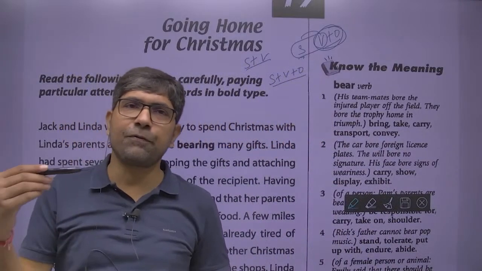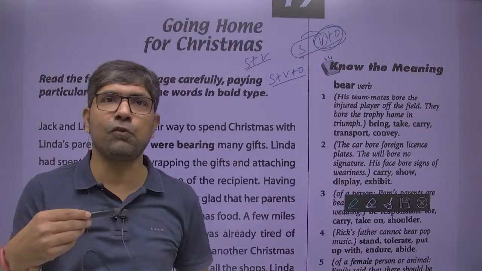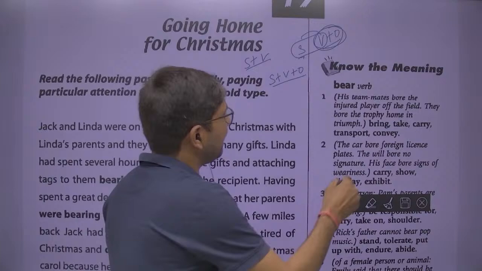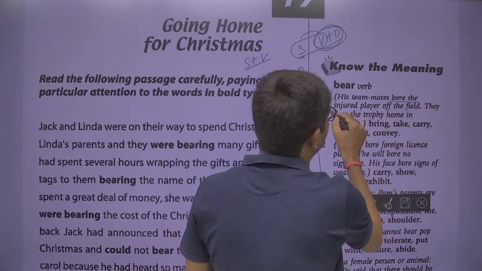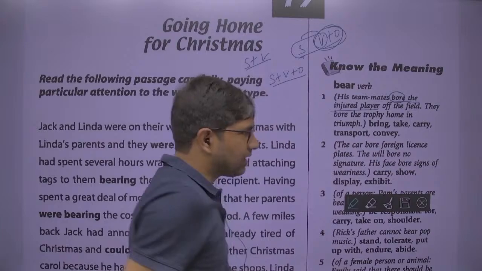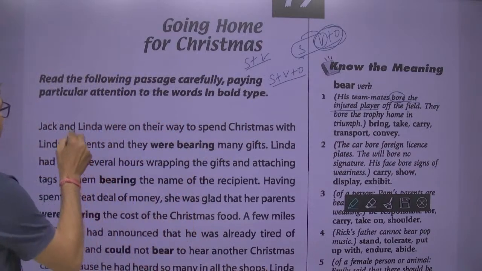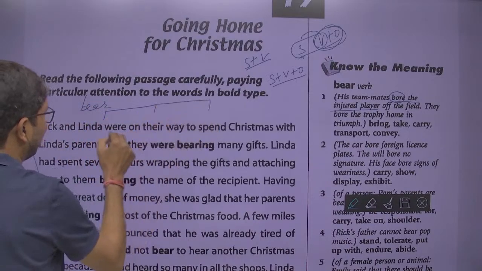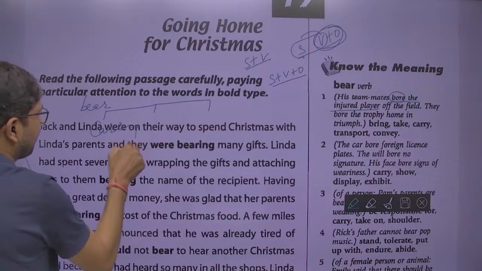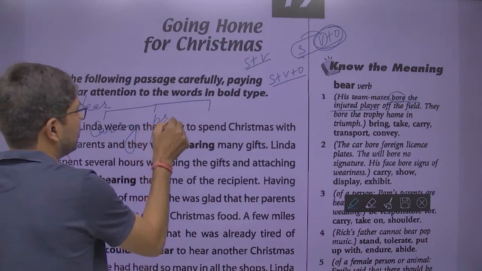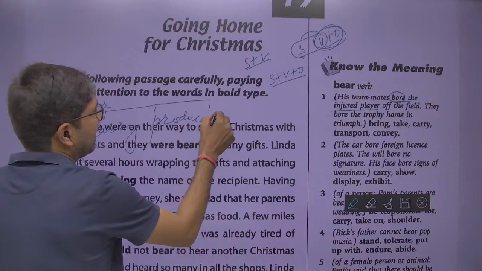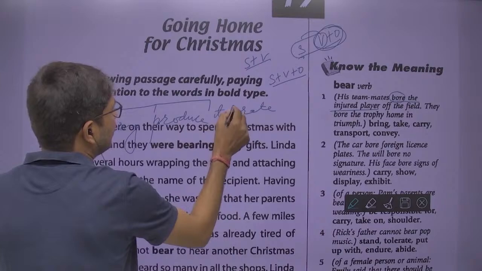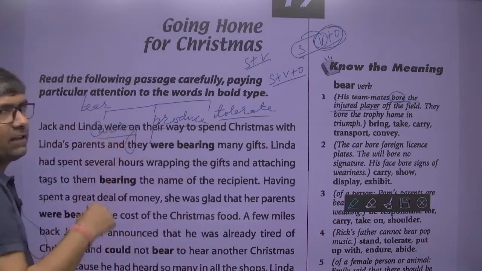So meaning is not fixed. Meaning is fluid. It evolves. It moves. So see, his teammates bore the injured player. Here bear means carry. Primarily bear has three different meanings. One, bear is carry. The other, bear is produce. And bear means tolerate. So three predominant meanings of bear are carry, produce, and tolerate.